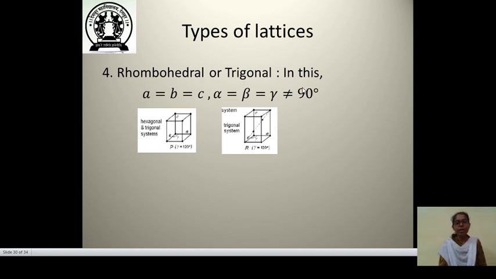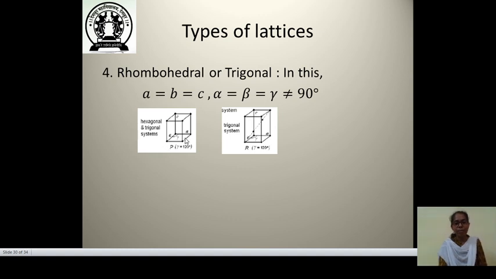For the rhombohedral, the condition is that the three axes A is equal to B is equal to C, and alpha is equal to beta, but gamma is not equal to 90 degrees. The lengths of the three axes A, B and C are all equal, and the three angles alpha, beta, gamma are the same, but they are not equal to 90 degrees. This is the condition of the rhombohedral.